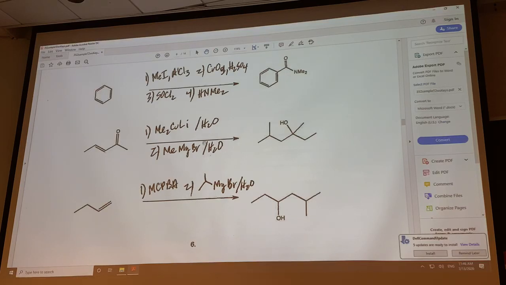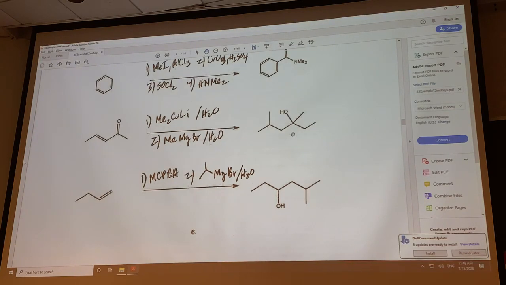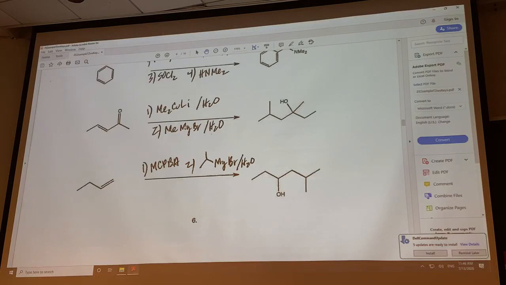Uh-oh, here's a typo. I just flunked my own test. This should be ethyl magnesium bromide, because we need to add this 2-carbon unit to this ketone right here. You see that? Okay, yeah, I am fallible. I do make mistakes too. Not many, but I make some. Okay, yeah, that should be ethyl magnesium bromide.